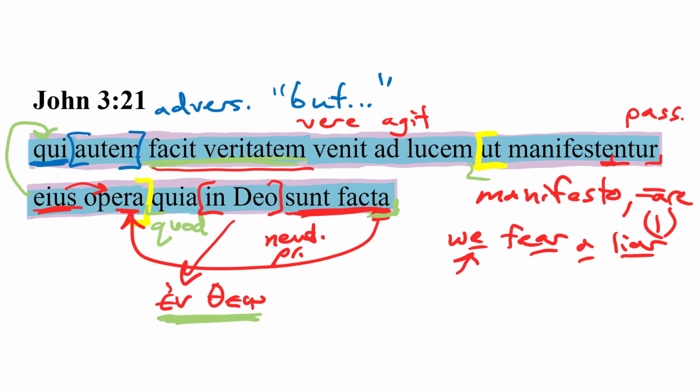But I want you to see how the Latin works, that you can, in the Vulgate at least, tack on this explanatory clause in order that his deeds may be made known. Part of what we need to know about his deeds is that they have been done in God, in other words.